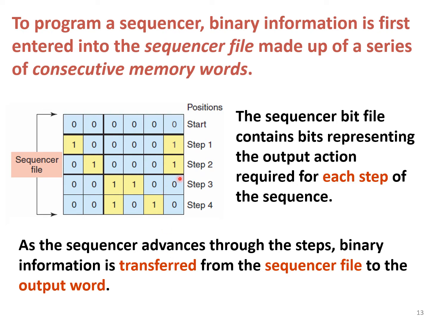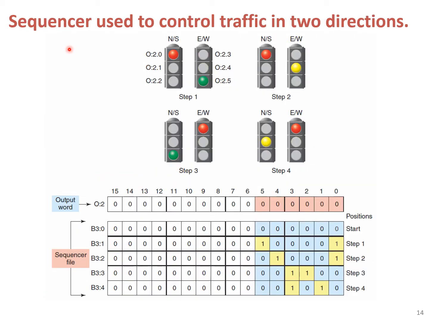So basically, we are just copying and pasting the word on each step to the output word. Okay. Sequencer used to control traffic in 2 directions. You see that it's pretty much nicer to use a sequencer to write a PLC program for traffic lights on 2 directions. We have 2 red lights on north-south and east-west, and on each step we see a different combination of lights: red, green, and yellow.